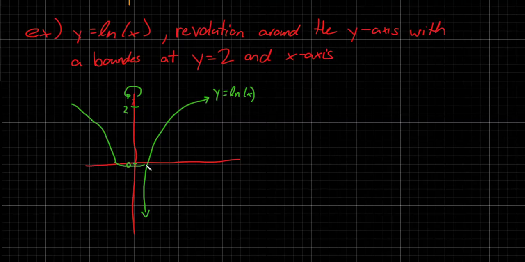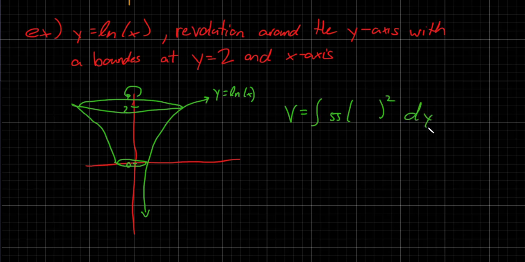Something like that. We got it down below, and we got it above at 2. Do you guys start writing the integral? Okay, what was the integral? V equals, our bound, pi, a function squared, dy. Okay, let's fill it in.